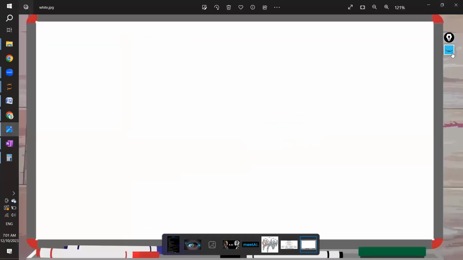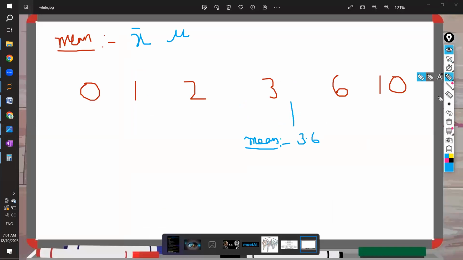Now coming back, I'm just writing it as x bar, considering this as a sample. For example, x bar equal to 3.6. Don't get confused. Now, 3.6 is fine. I'm saying mean equal to 3.6, but what is the mean?